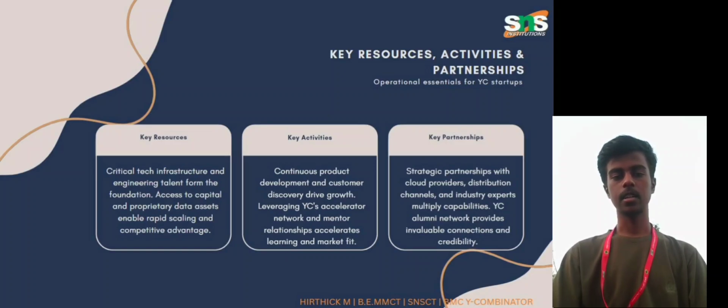And the key activities, which is mainly daily work: continuous product development, customer discovery, understanding user needs, iterating based on feedback, and using the Y Combinator ecosystem, where mentors, networks, and guidance are given to the users. The goal is to achieve product market fit quickly. And the third one is key partnerships, collaborations that help growth: cloud providers, distribution channels, industry experts, and Y Combinator's alumni network, which benefits faster scaling, credibility boost, and access to opportunities.